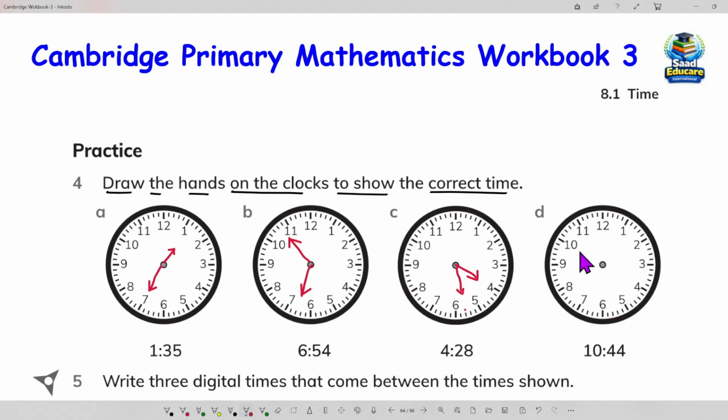10:44. 10, and this is 40, 45, so here is 44.